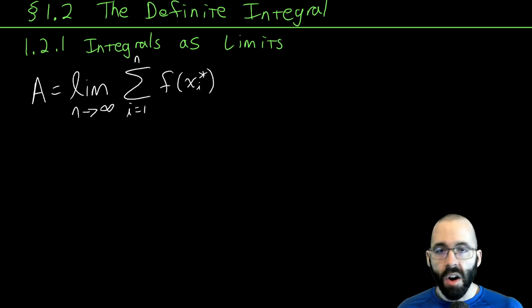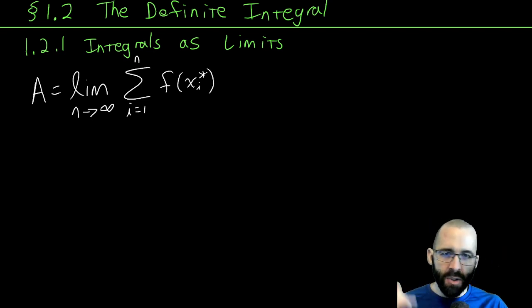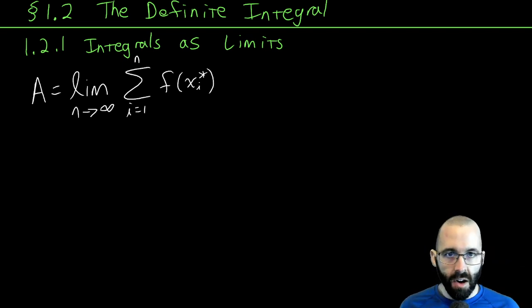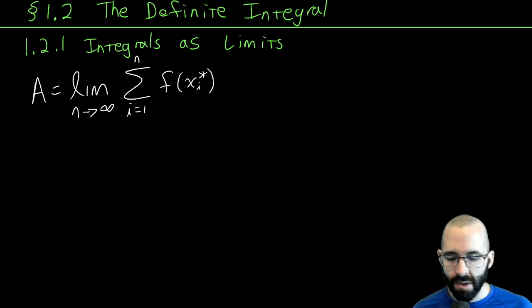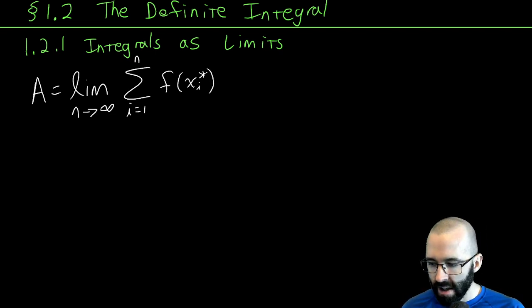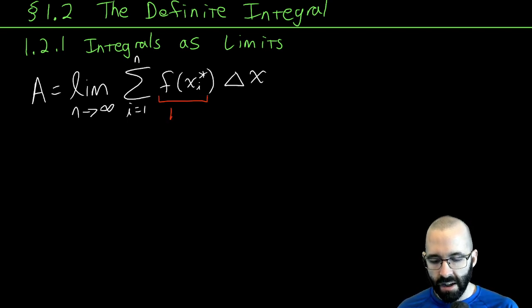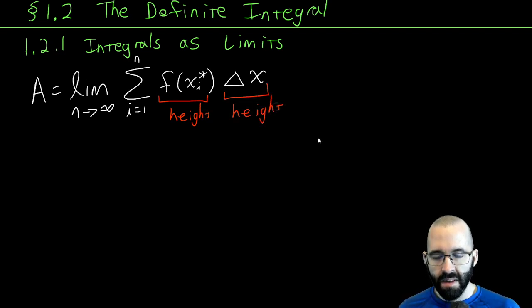And this x sub i star was just any point in that little subinterval. Sometimes we chose the leftmost point. Sometimes we chose the rightmost point. Sometimes we chose the point that made it the biggest or the smallest. But in general, x sub i star is just any point in that interval. So this is just the height of the rectangle times this thing called delta x, which is just the width of the rectangle. All right, so we're just adding up n rectangles. They have heights and widths. The height's determined by the function. And as that n, number of rectangles, goes to infinity, that's the area.